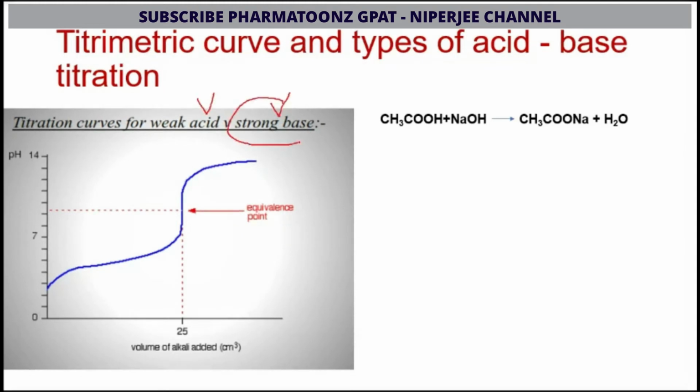Now again, weak acid and strong base. Here the base is strong, so obviously the equivalence point of the titrimetric curve will be more than 7. As we discussed here, the equivalence point is around 9. So a weak acid and strong base gives a curve whose equivalence point is above 7.